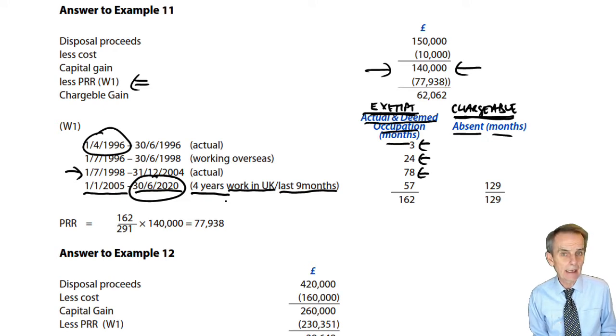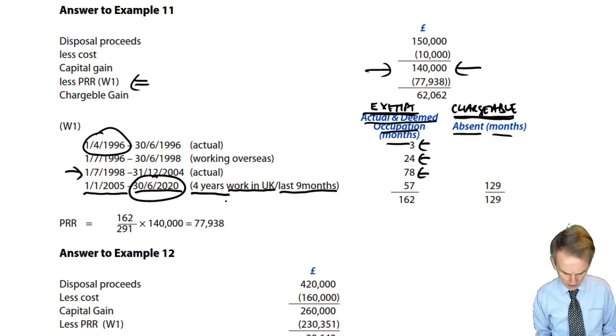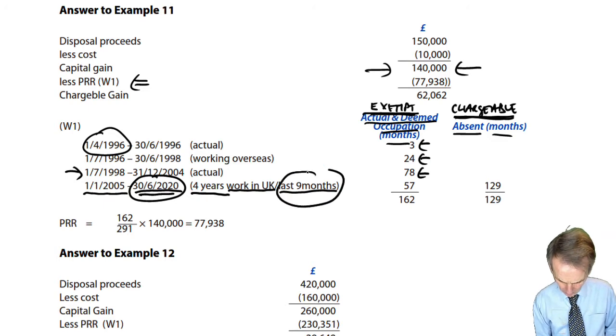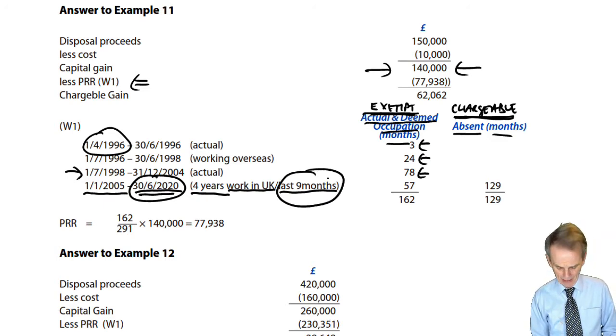The reason being, there is no actual occupation that has occurred following that period of absence from the property and prior to disposal. So if in this question you had been told that instead of continuing to work all the way through to and beyond that date of disposal, 6 months prior to the disposal you returned to the property and lived in it, that 6 months of actual occupation was covered by the last 9 months of ownership anyway.